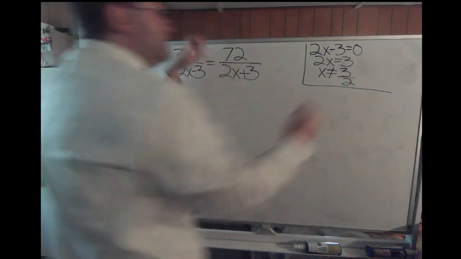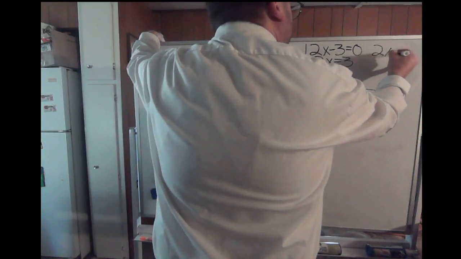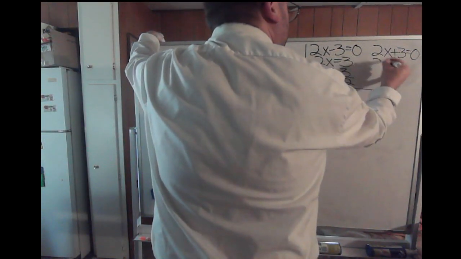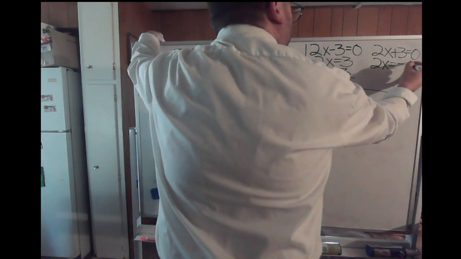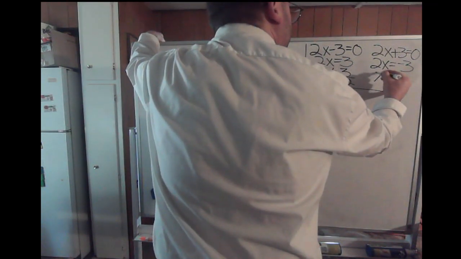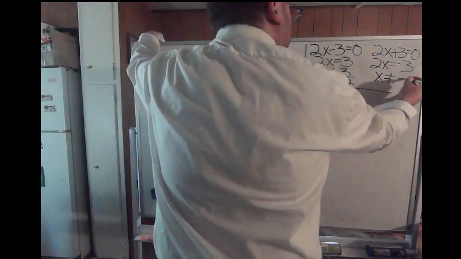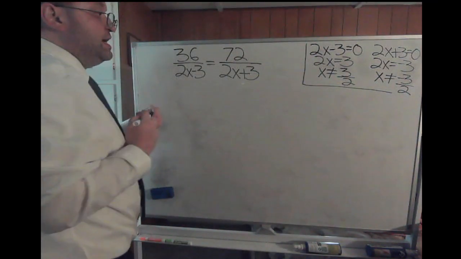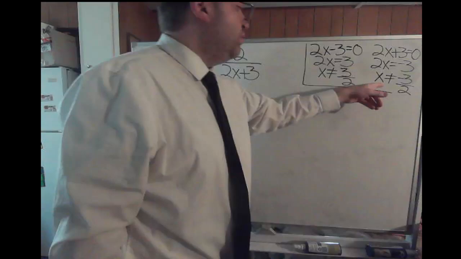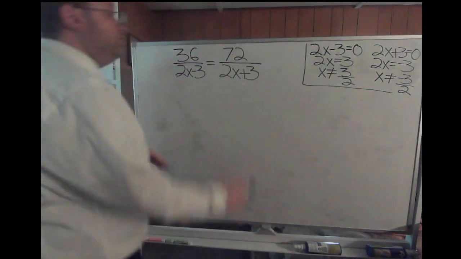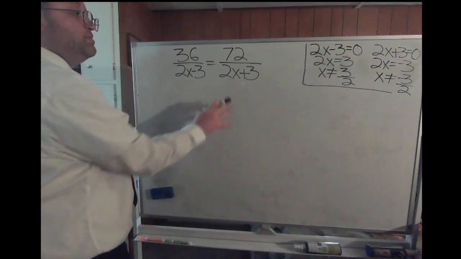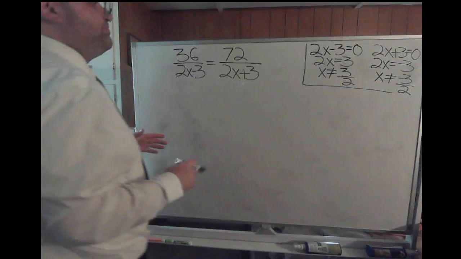Now take your 2x plus 3, set that equal to 0. 2x would equal negative 3, which means that x would equal negative 3 halves, meaning x cannot equal negative 3 halves. So x can't equal positive or negative 3 halves. That would make this proportion undefined with a denominator of 0.